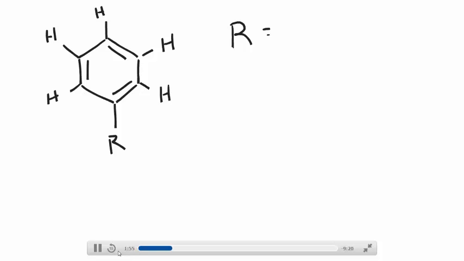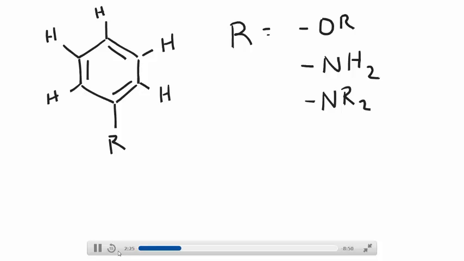So R, if you're talking about an electron donating group, might be something like an OR group, where R is a hydrogen or some carbon chain. This could be an alcohol, it could be an ether, or an ester. It could also be maybe an amine or a derivative of an amino group. Okay, so oxygen and nitrogen both have lone pair electrons. They're both very good electron pair donors.